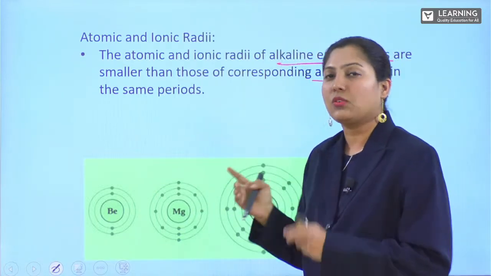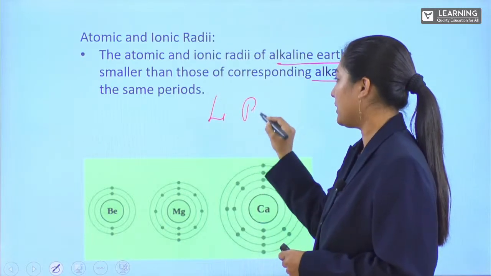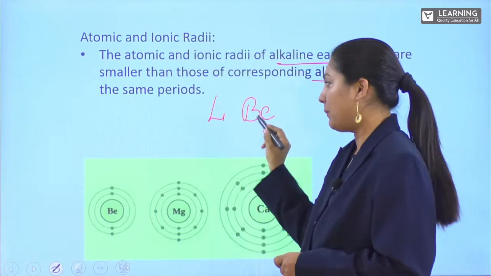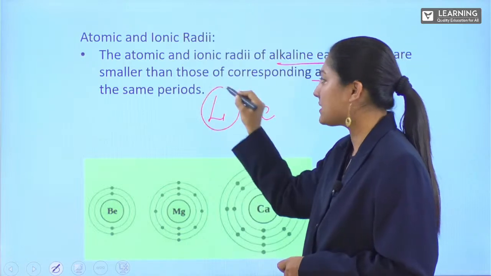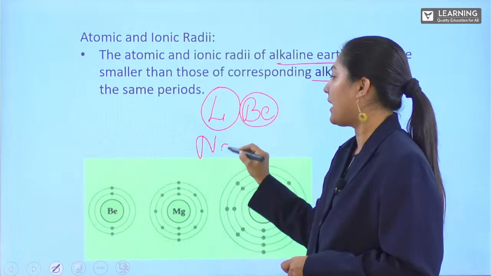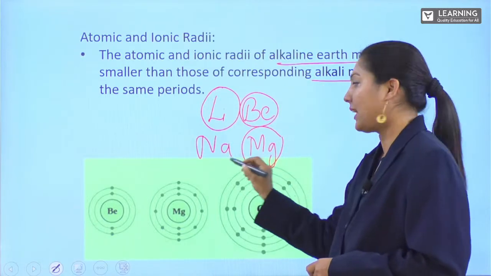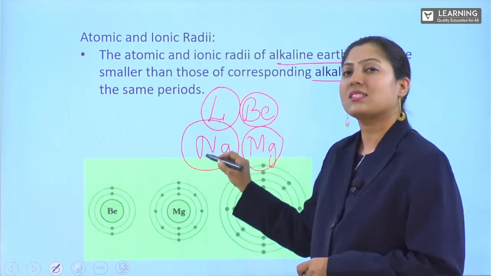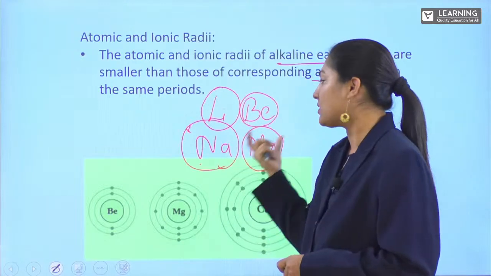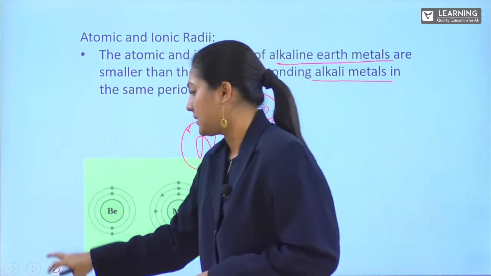What are alkali metals? First group elements. That means if I take lithium and beryllium, lithium is the corresponding alkali metal of beryllium. So the size of lithium is larger than that of beryllium. Likewise, sodium and magnesium. Magnesium is a bit smaller than sodium because sodium is an alkali metal with only one electron, and the effective nuclear charge makes magnesium decrease in size.